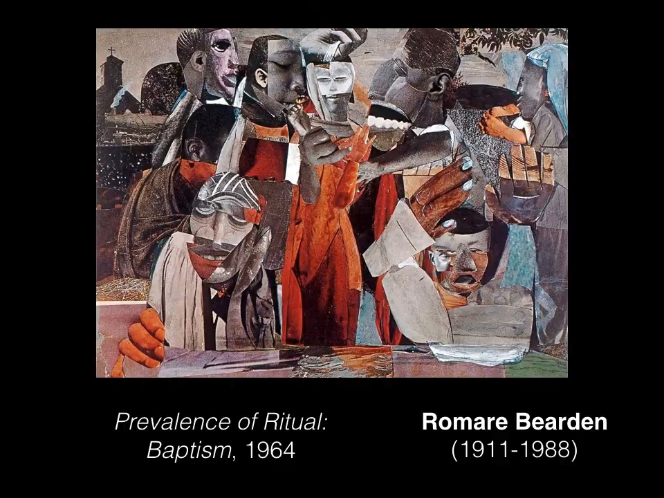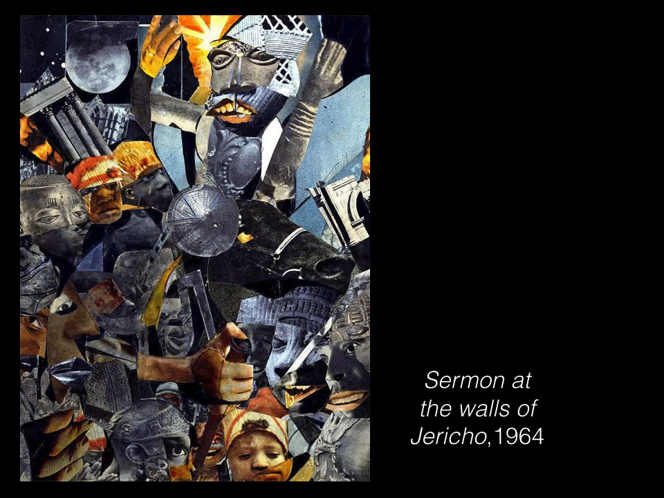Here is a collage from 1964, Sermon at the Walls of Jericho, where the walls of Jericho are tumbling down. 1964, this is the beginning of all the tensions and violence that's going on in the civil rights movement. And you can see the tumult and the chaos and the violence and the energy that he's trying to capture of that moment in his collages.